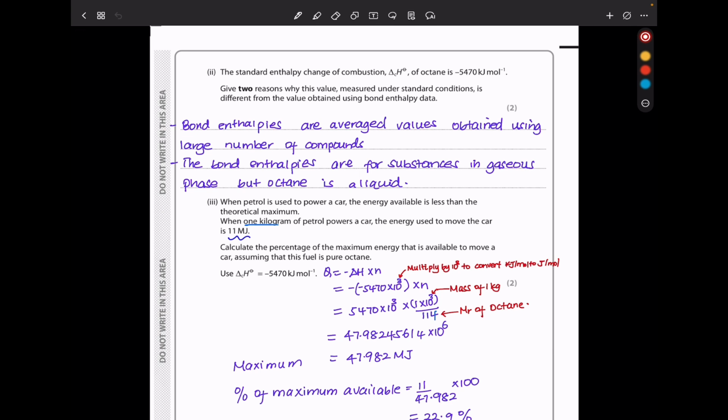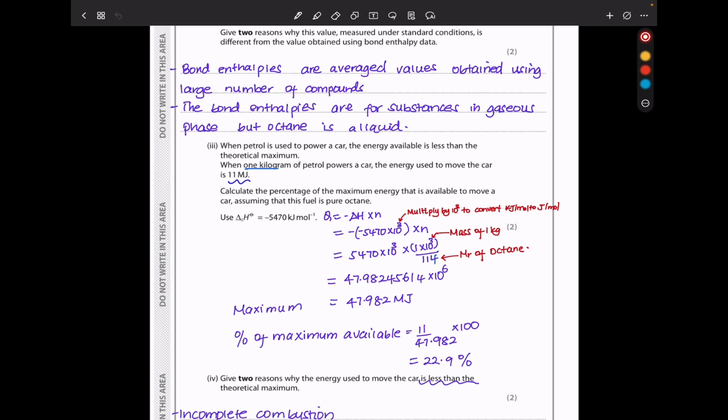And next they say the standard enthalpy change of combustion of octane is that. Give 2 reasons why this value measured under standard conditions is different from the value obtained using the bond enthalpy data. Bond enthalpy data are obtained as averages from different molecules or compounds, and also they are obtained for compounds in gaseous state, but in this case we're talking about octane, which is going to be a liquid, so due to those differences these values are going to be different. So I said bond enthalpies are averaged values obtained using a large number of compounds, and the bond enthalpies are for substances in gaseous phase, but octane is a liquid.